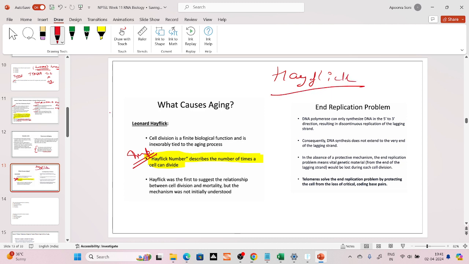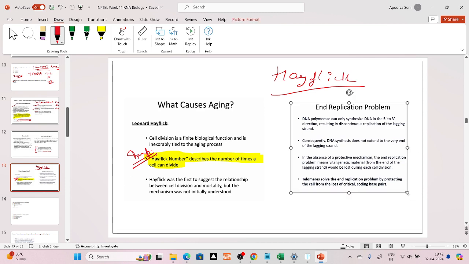Hayflick number. Hayflick was the name of the scientist who was the first to suggest the relationship between cell division and mortality, but the mechanism was not initially understood. Now we'll see in detail about the end replication problem that we talked about at the start of the class. DNA polymerase can only synthesize DNA in the 5' to 3' direction.